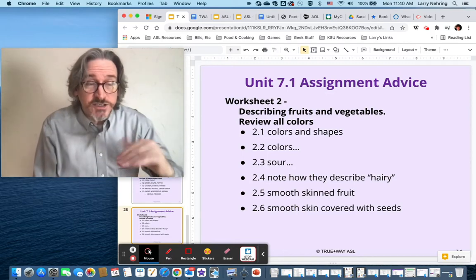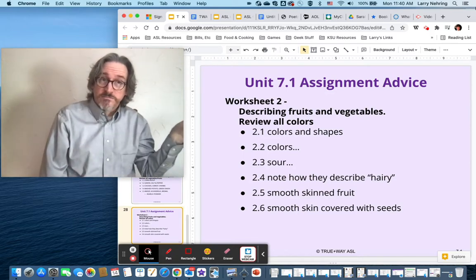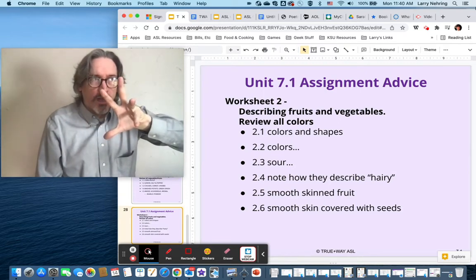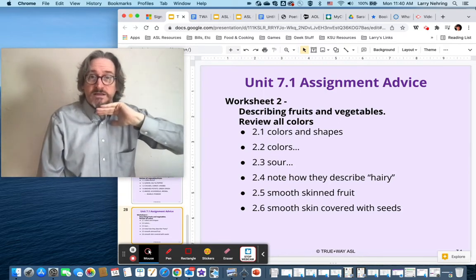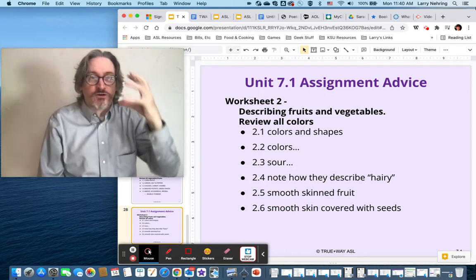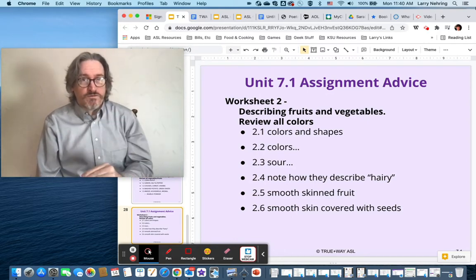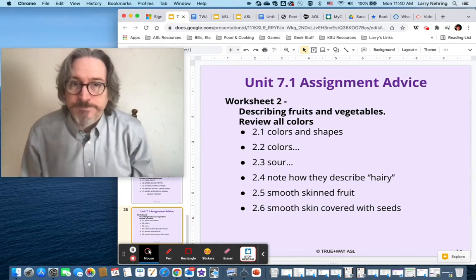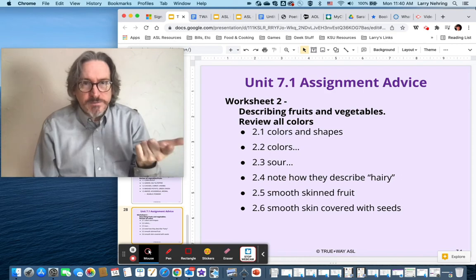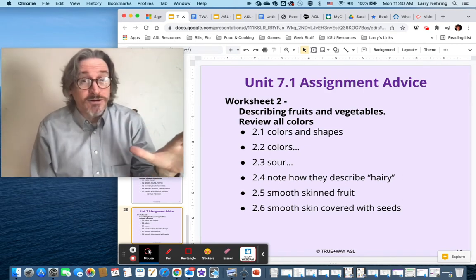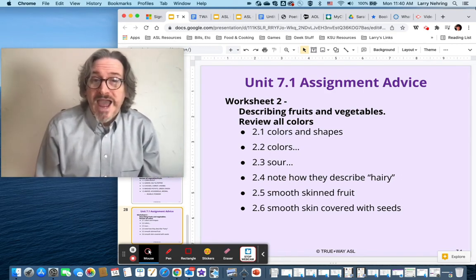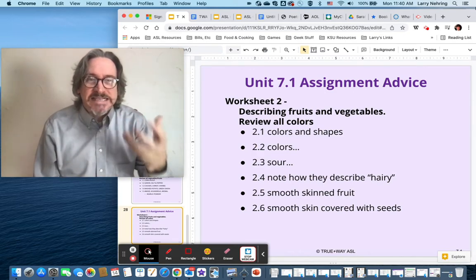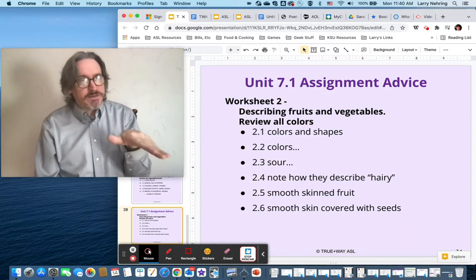And then the next section. So the first section was recipes, and you're talking about what was added and how much. Now with this, the second worksheet, they're going to describe a fruit or a vegetable, and you choose which one from pictures. So review your colors and shapes. I'm just going to say sour for 2.3. And note how they describe that something is hairy. That's all I'm going to say about this one.